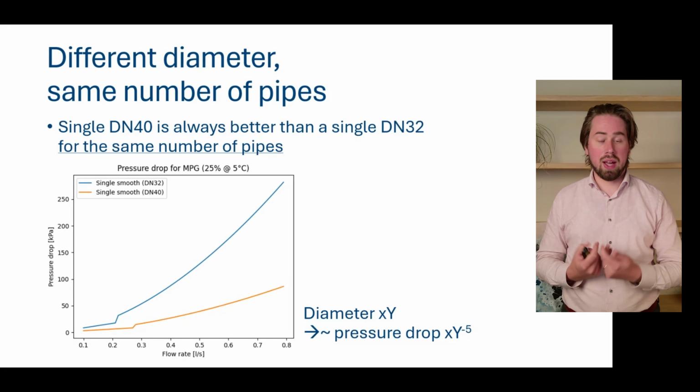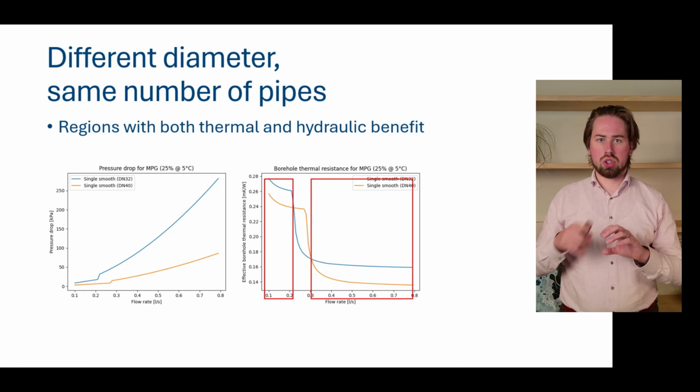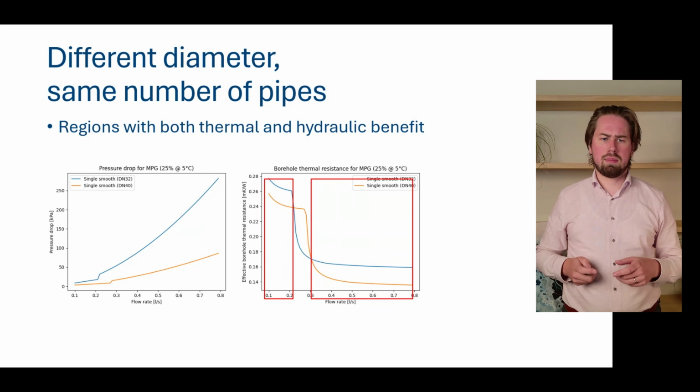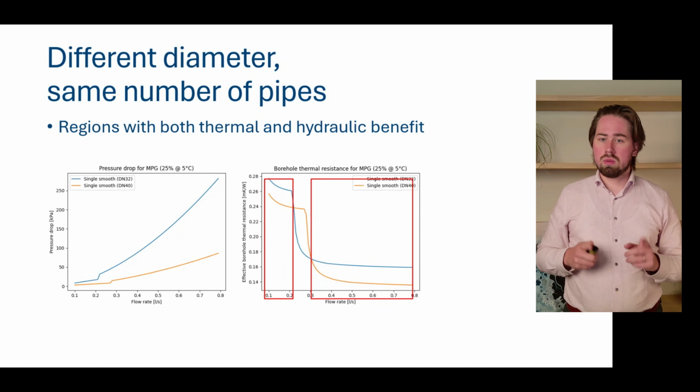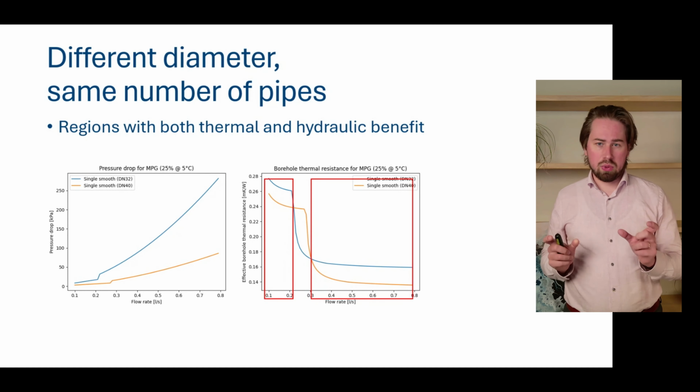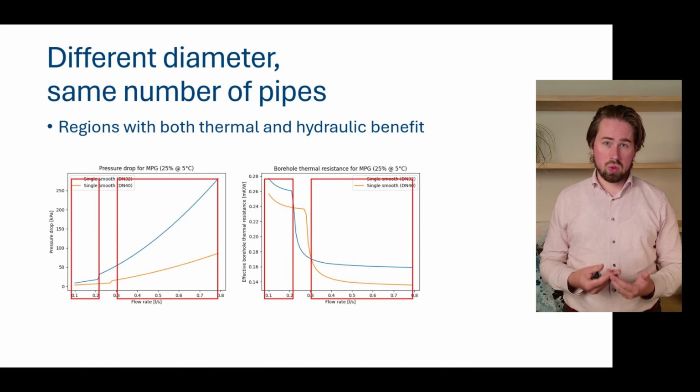Now if we take a look again at the thermal counterpart, we see a little bit the same as before, that there is a region in which our single DN40 is better from a thermal perspective, because we now have a larger surface area, and we discussed that last chapter. And also for this case, for these flow rates, we have a better pressure drop. So again, there are some situations in which our bigger diameter is better both thermally and hydraulically. For a single DN32, it's not the case.